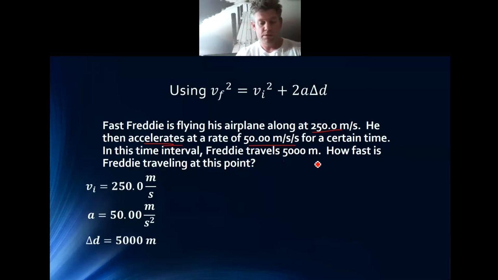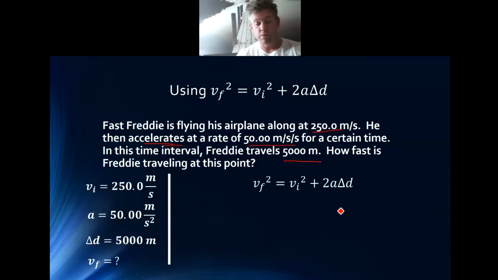Next number is delta D. That's 5,000 meters, right? Again, it doesn't say anything about going backwards or forwards or anything like that, so we're going to assume it's that. We want to know how fast Freddie is traveling. That's going to be a VF for us, all right? So that's the formula we're going to plug this thing into.